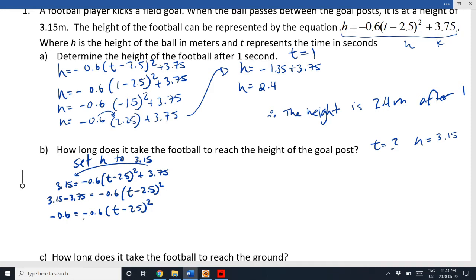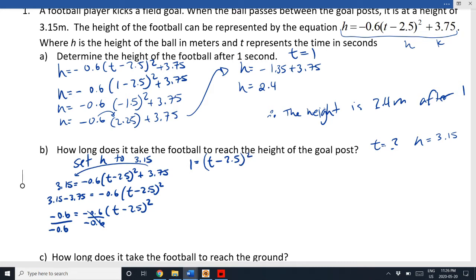And then the next thing we want to do is get rid of this negative 0.6 over here. And to do that, since we're multiplying it on this side, we can divide it out on both sides. And this is going to cancel this. So negative 0.6 divided by negative 0.6 is just 1, so we don't have to show it. And on this side, the same thing's going to happen. So we're going to have 1 is equal to (t minus 2.5) squared.